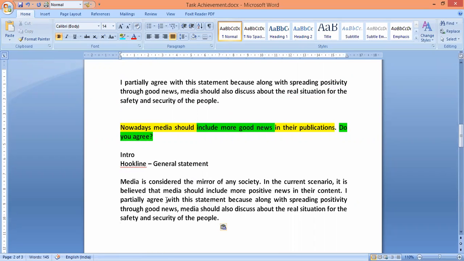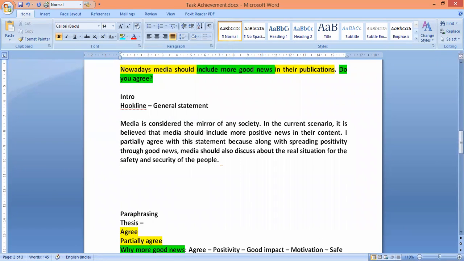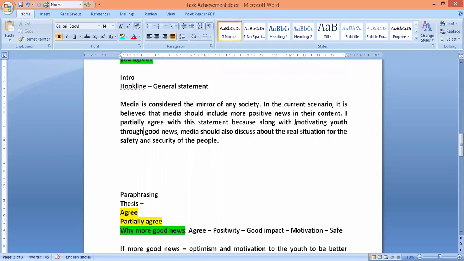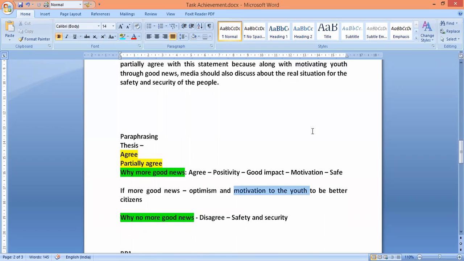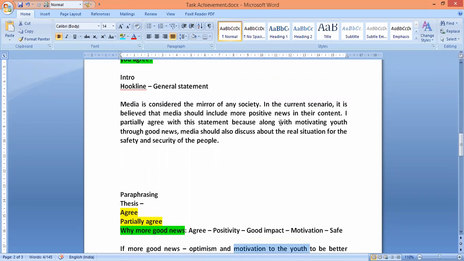Because we already know that if we write the basic, generic thesis line, we need to introduce our first agreed idea in body paragraph one and the disagreed idea in body paragraph two. That we already know. So this is something new. Yes, even I agree with what she said, because I'm sure that most of them know about these ones. Okay, sure, why not? So now I changed this. Spreading positivity, I have changed to motivating youth through good news. I'm being more specific because I'm talking about the motivation of the youth finally.